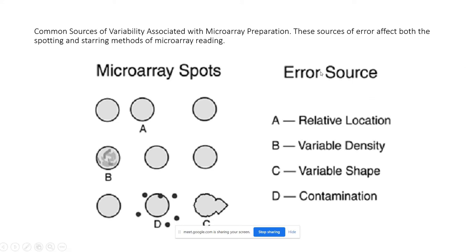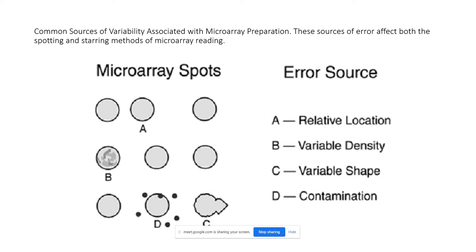Error source. What is the source of error? So what is A? A shows the relative location. B shows variable density. What is the variable density? It means B spots have variable density. In some of the spots we can have a low amount of DNA, in another spot we can have a high amount of DNA. Density may vary.